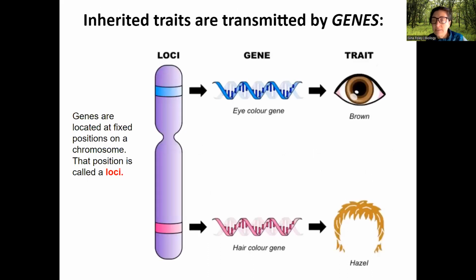All right, here's just an example of a gene and its loci. So the gene loci is where it lives, or its gene address. And so in this example, this is the loci, and the gene here is for eye color, and this individual expressed the trait as brown. Okay, and here's another example. This loci is down here in the long arm of the chromosome. The gene is for hair color.